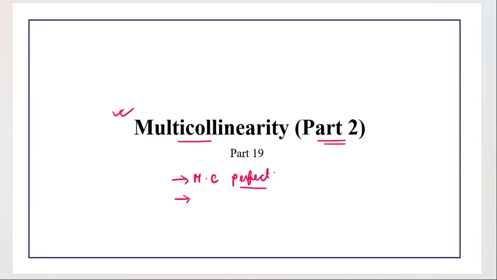Then in the next part, we will see how to detect multicollinearity. What are the methods that we generally use for detecting multicollinearity? And finally, we will touch upon the processes that we can use to handle multicollinearity. If we see that yes, multicollinearity is present in your model, then how do you deal with it in your model? And everything will be discussed in this particular video.